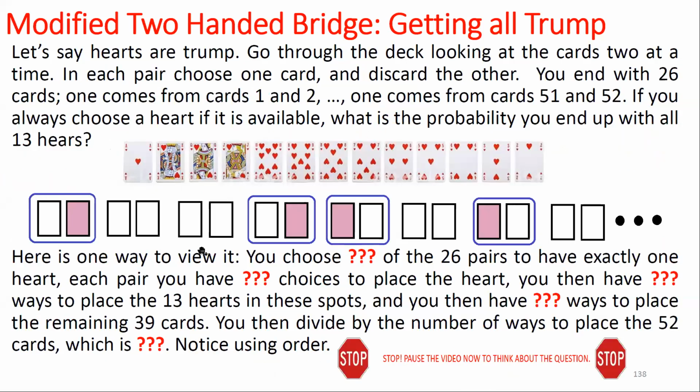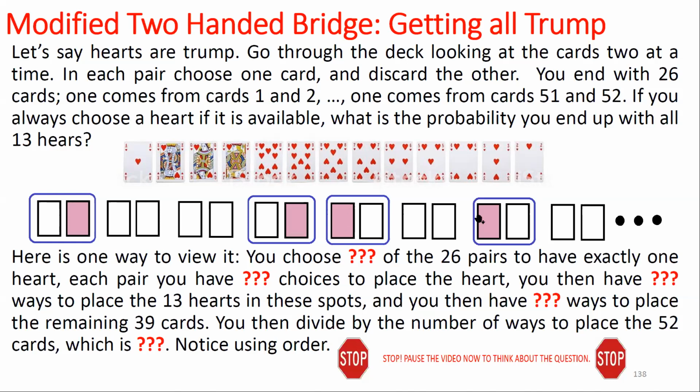So I broke it up and I used these little boxes to represent the cards, and we don't know what they are. And so I'm not drawing all 26 pairs. That would make things too small. And here's how it's going to go. We have to choose some number of the 26 pairs to have exactly 1 heart. So maybe I chose the first pair, the 4th, the 5th, the 7th, and so on. In each pair, we have some number of choices of where to place the heart, in either the first spot or the second spot.